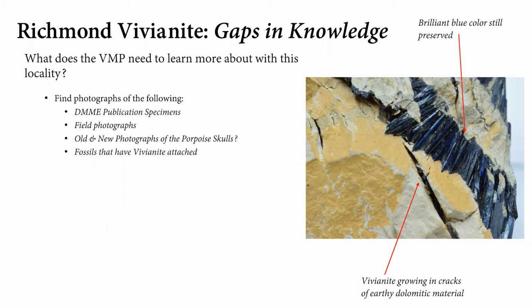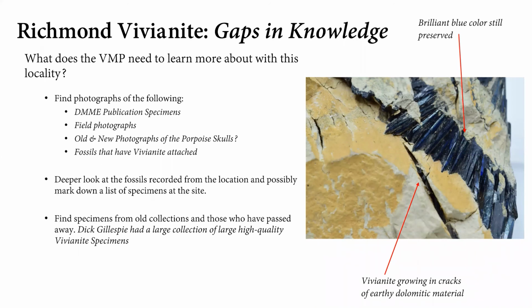Is there any difference with field photographs? You know, finding more field photographs, that's always nice. If there's any in color. If there's any photographs of the porpoise skulls at the Smithsonian or reports, that would be really cool. And any fossils that have Vivianite attached, it's something I'm really, really wanting to find out more about. I want to understand fossils a little bit better at the site.